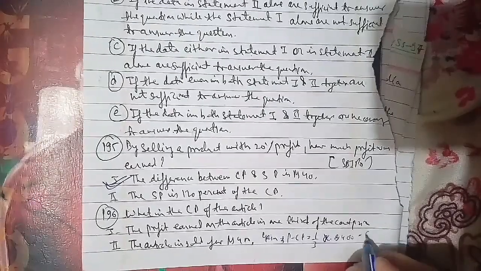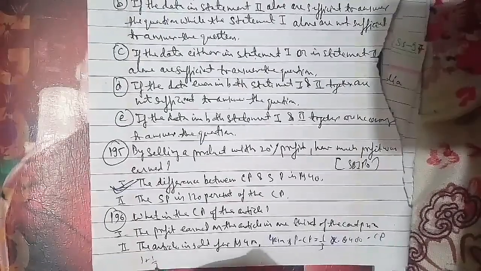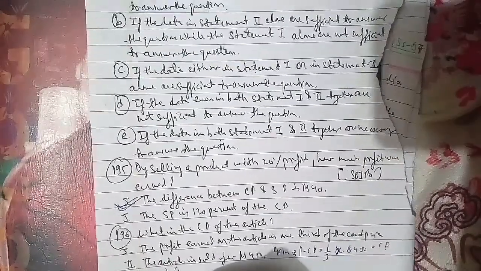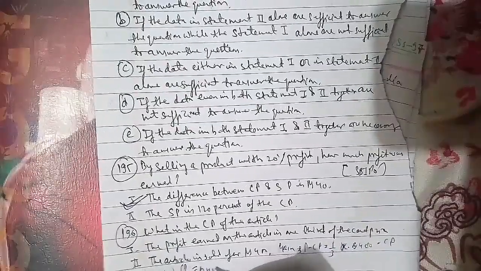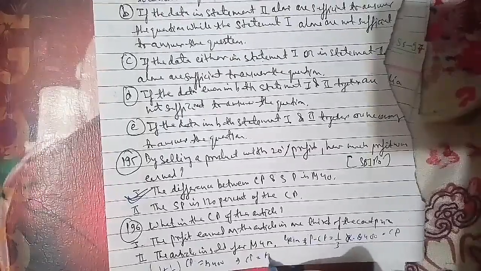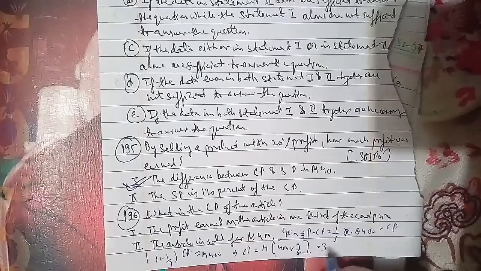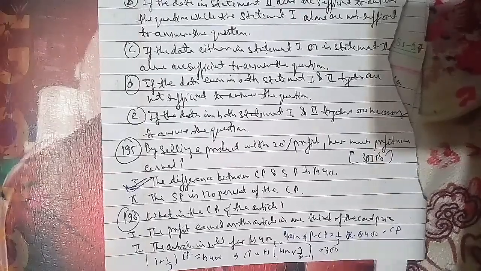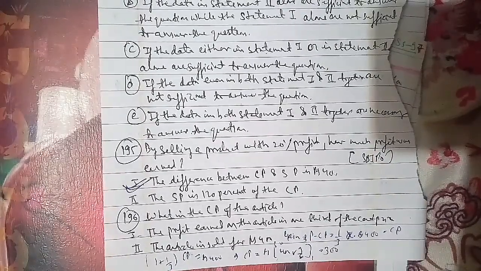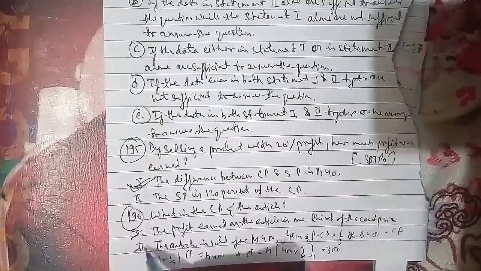and minus CP, which gives 1 plus 1/3 CP equals rupees 400, and further CP is equal to rupees 400 into 3/4. 4 ones are 4 and 4 hundreds are 400, so it will be 3 into 100, which is rupees 300. So thus 1 and 2 both are needed to get the answer. The correct answer is that both were required, 1 and 2 both.